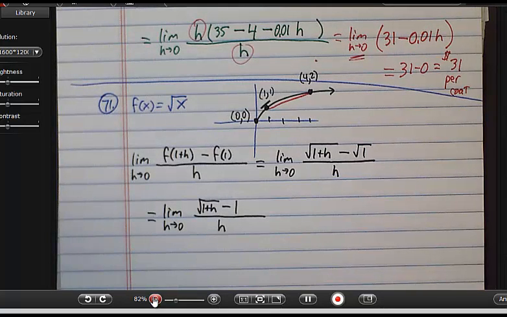If you were to plug in 0 right now, what would you get? 0 where? Both. That means we have hope. Maybe we can do something.